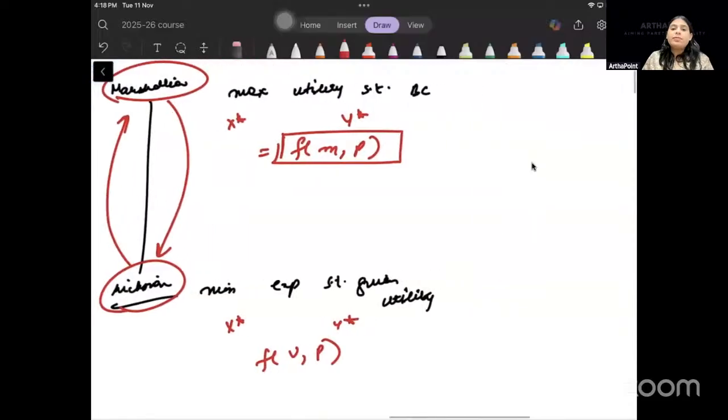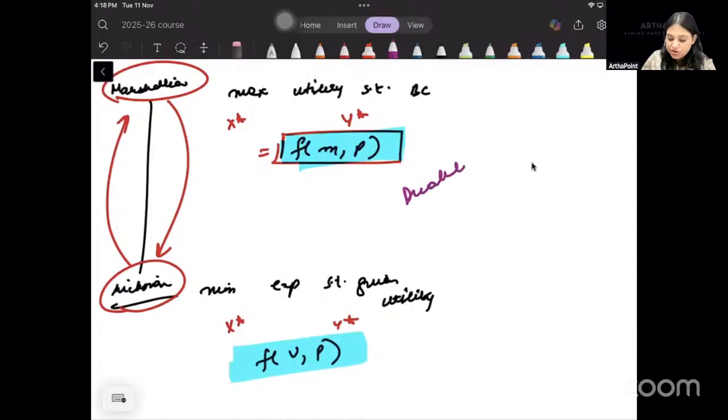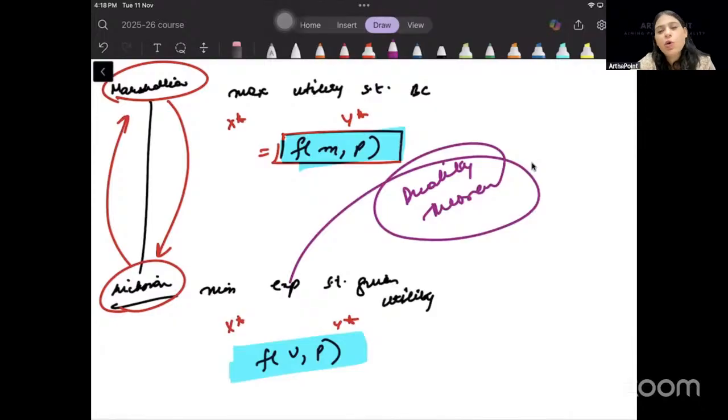Meaning both of them are doing the same thing, just that one is written as a function of income and prices and the other is written as a function of utility and prices. Right? You remember we called this the duality theorem. So the duality theorem basically suggests that the equilibriums that you get from primal and dual are the same. It's the same solution that you're getting, though they may be written in different ways, they mean the same thing.